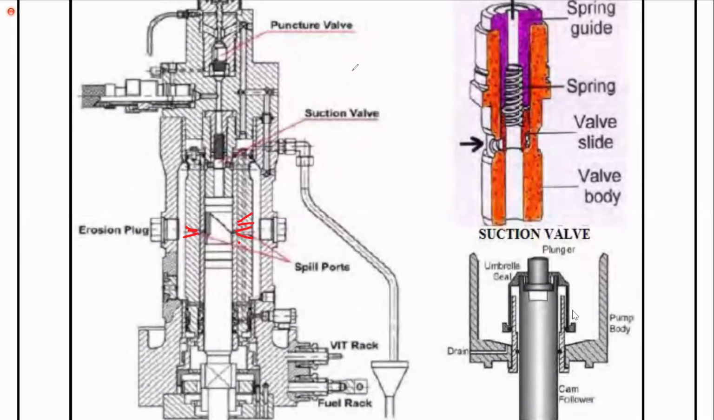That means the fuel injection is going to begin later. And if you bring the barrel down, the fuel injection is going to happen earlier. This is exactly what the VIT rack is doing. It is taking the barrel slightly up or slightly down. When the barrel is moved slightly down, it advances the fuel injection timing. When the barrel is slightly pushed up, it retards the fuel injection timing.